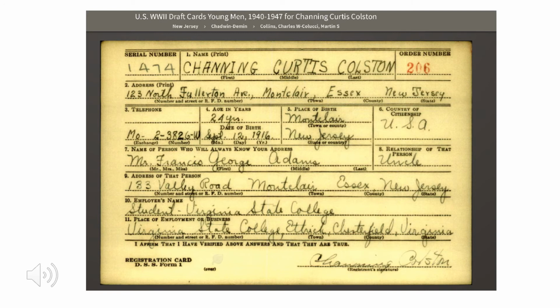This is the image of the draft card, and it has his age, again, date of birth, name of the person who will always know your address, and again, that's his Uncle Francis. And it indicates he was a student at Virginia State College in Chesterfield County in Virginia. And another nice feature, it has his signature at the bottom where it says registrant's signature.